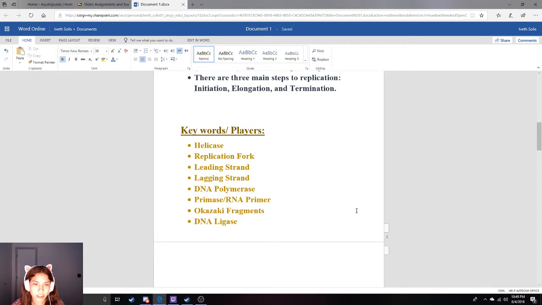The keywords are helicase, replication fork, leading strand, lagging strand, DNA polymerase, primase, RNA primer, Okazaki fragments, and DNA ligase.